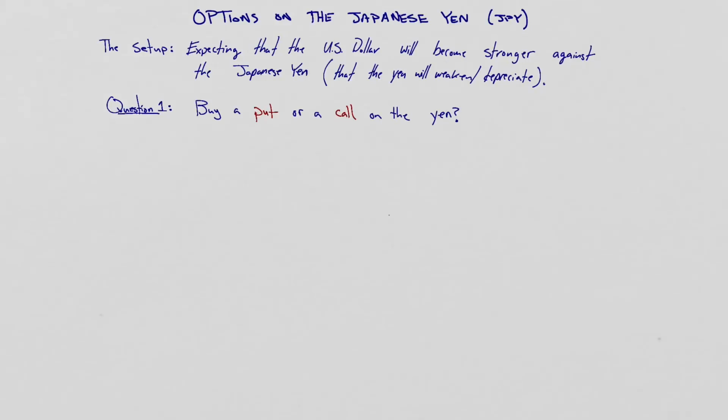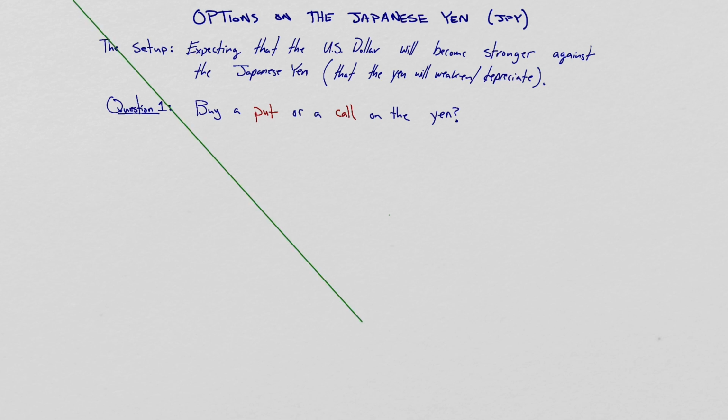So let's take a look at an option on the Japanese yen. The setup is that you're expecting that the US dollar will become stronger against the Japanese yen. In other words, that the yen is going to weaken or depreciate against the US dollar. The first question you would encounter is whether you should buy a put or a call on the Japanese yen to take advantage of that.